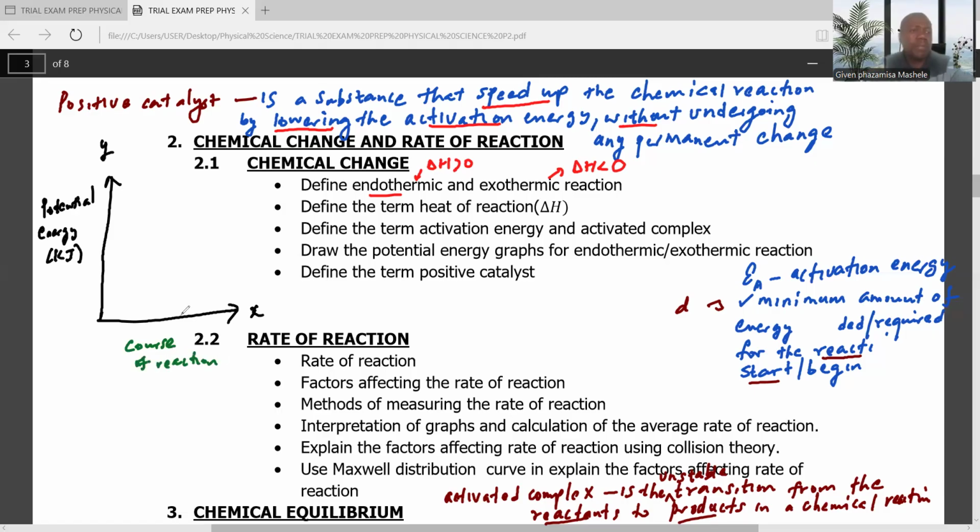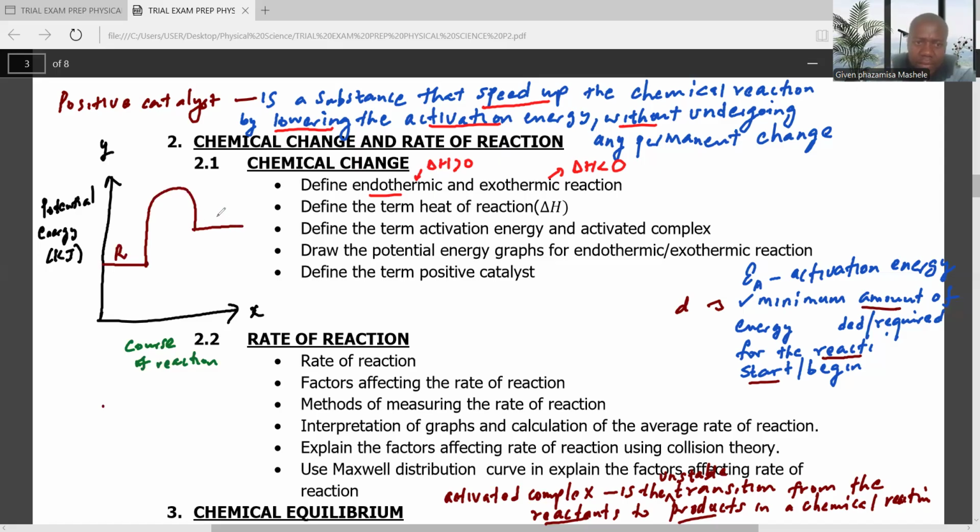Then when the reaction starts, usually it starts with reactants. These reactants, I'll just call them R, need a specific energy for the reaction to start, which is called activation energy. So the activation energy will be provided to the reaction until it reaches an activated complex, and the products are formed.